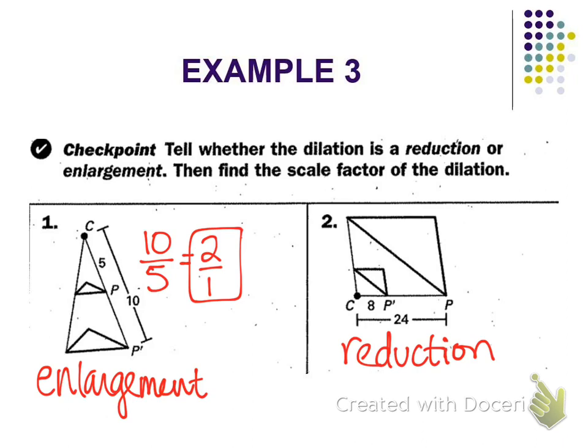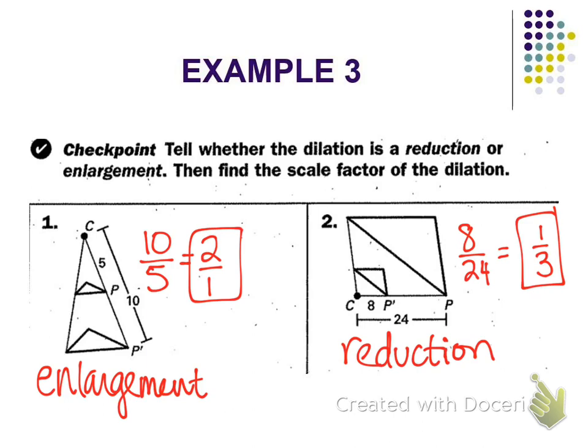If it's a reduction, we should expect our scale factor to be some fraction less than 1. What did we get as our scale factor? 1/3. We go from the center to P prime, or a new point. That's 8. Over C to an old point. That's 24. That reduces to 1/3.